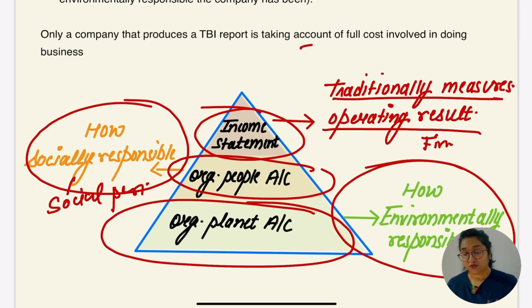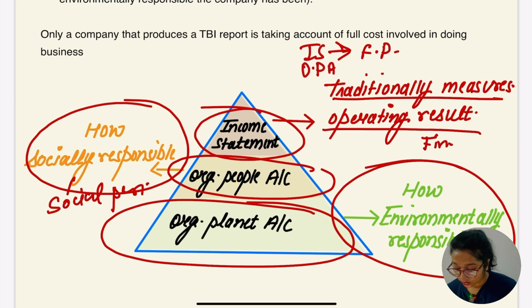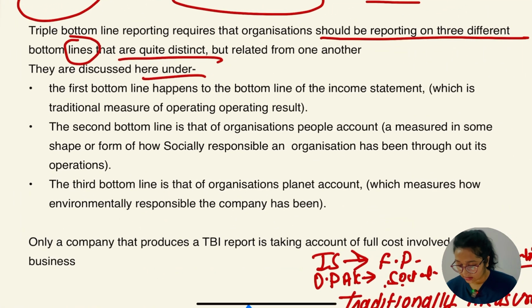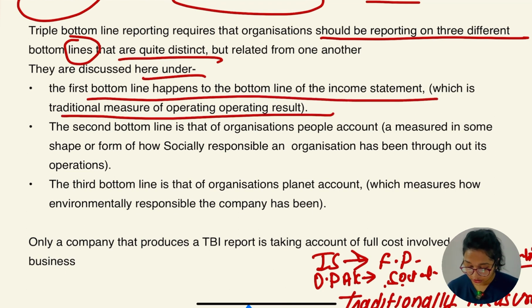Okay, so they are going to three things. The income statement is going to tell the financial performance of the organization. Second, the organization people account, which is going to tell how socially it is going to affect. And third, the organization planet account, which is going to tell us about the environmental performance. Okay, so let's now go for this. The first bottom line is the bottom line of the income statement, which is traditionally measured as what? Operating result. Hope this was clear.